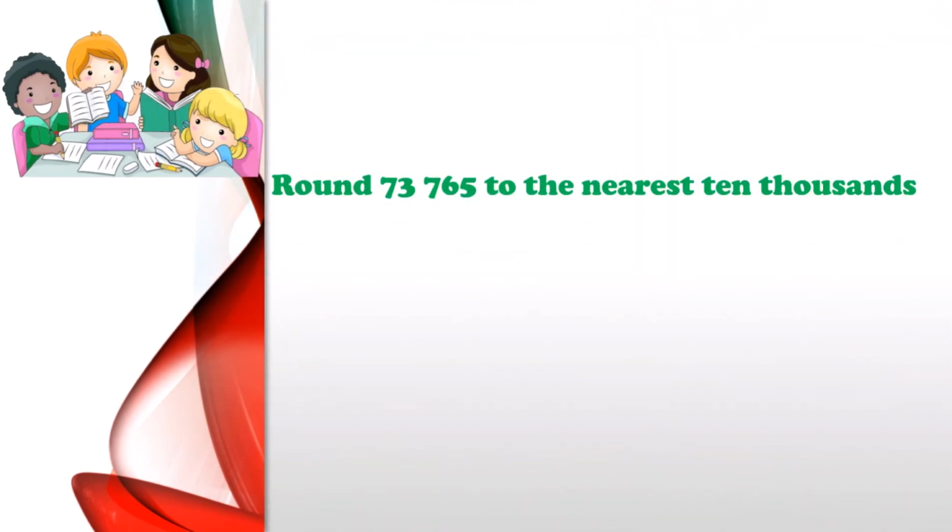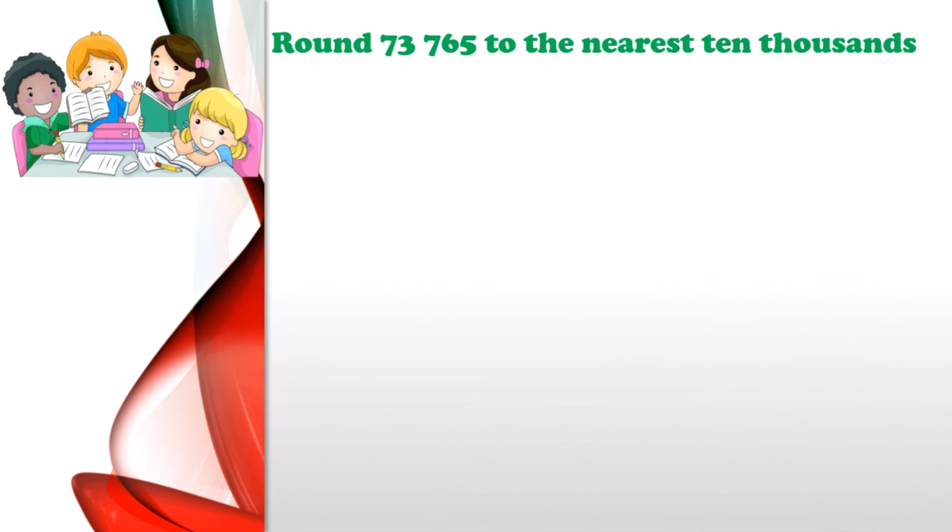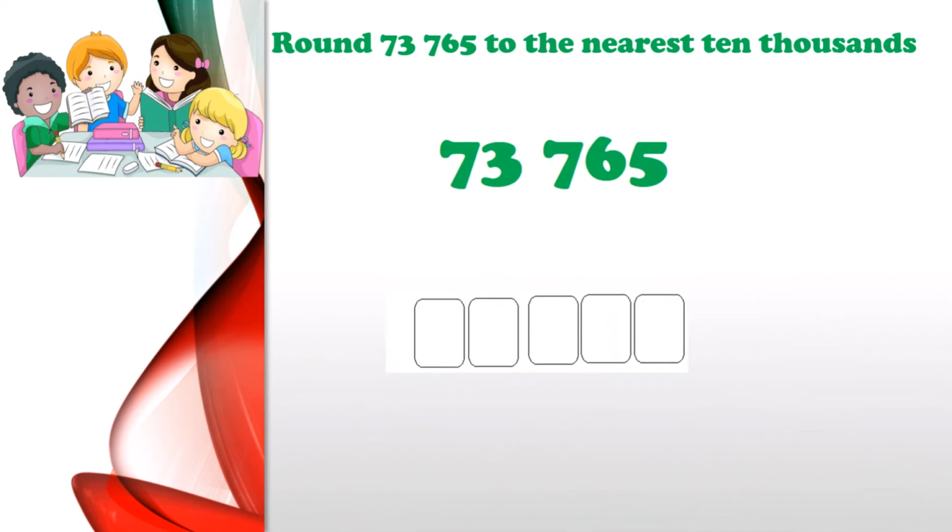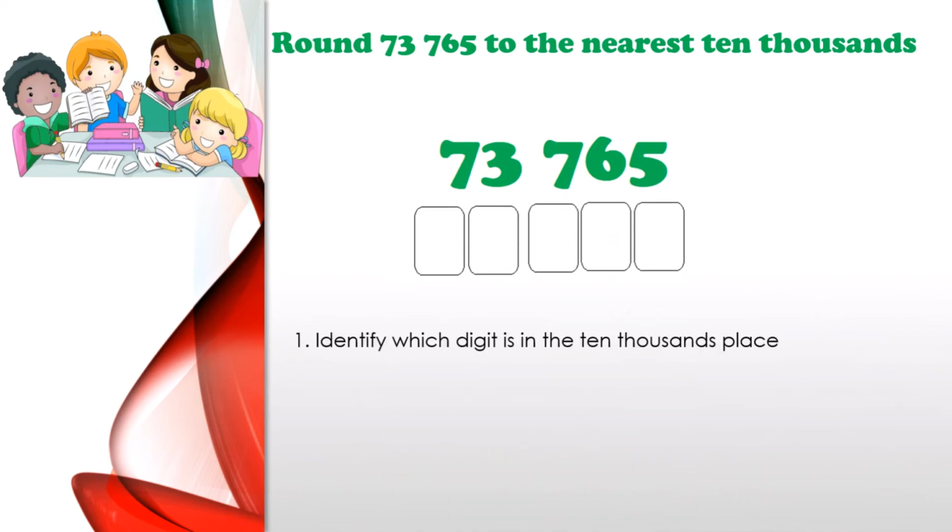Let us try rounding number to the nearest 10,000. Round 73,765 to the nearest 10,000s. Let us first identify the digit in the 10,000s place. For this number, the number at the 10,000s place is 7. Okay, next, let us check the digit to its right.